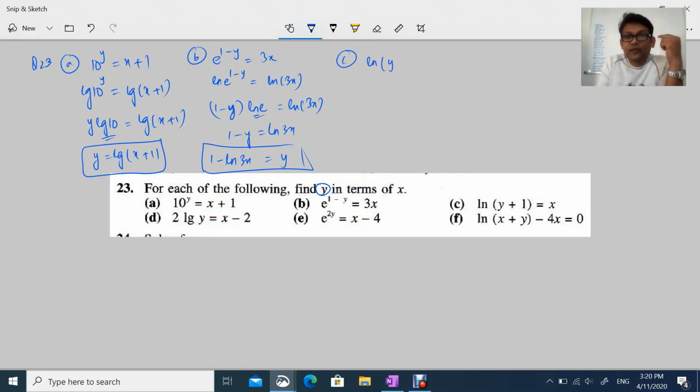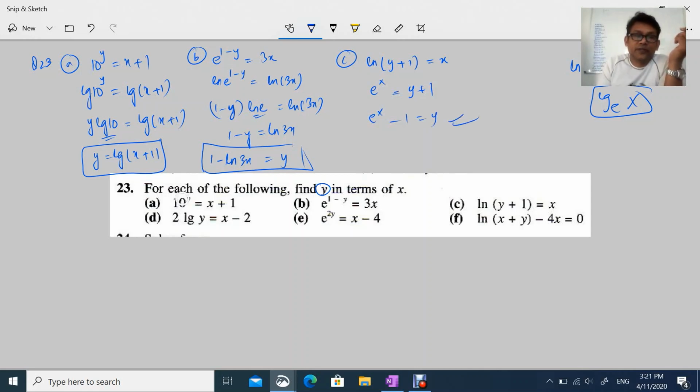ln(y + 1) = x. In this situation, the y is already here. What I have to do is remove this ln. When I want to remove this ln, what is the base here? The base of ln is always e. Please don't write lg, this is wrong, please. So we can write it in index form: e^x = y + 1. This is index form, we have done, and y is equal to what?